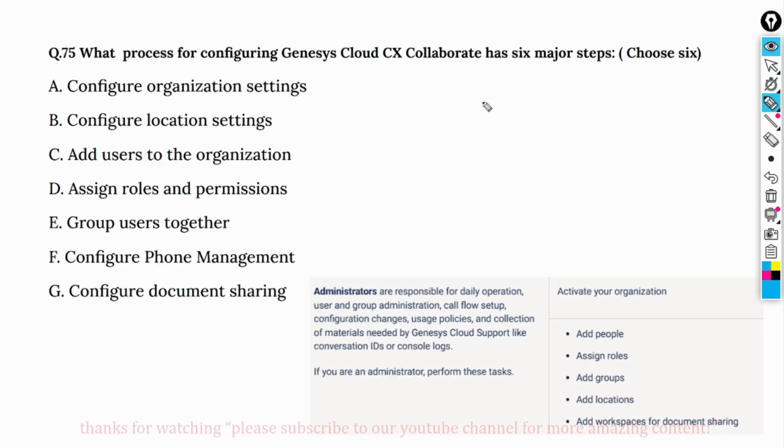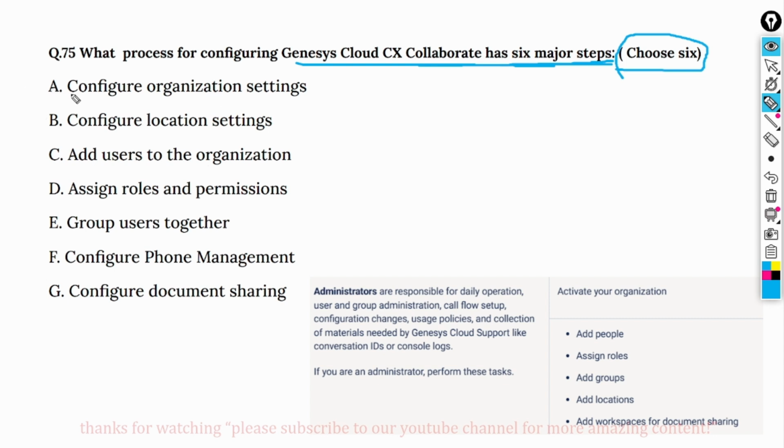Okay, next. The process for configuring Genesis Cloud CX Collaborator has 6 major steps. So earlier we saw communicate, architect, and this is collaborator. So 6 major steps we have to showcase. They have given this many options. I have also added the snippets for this one.